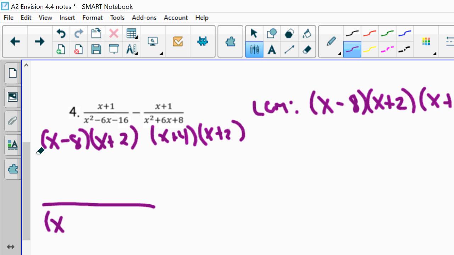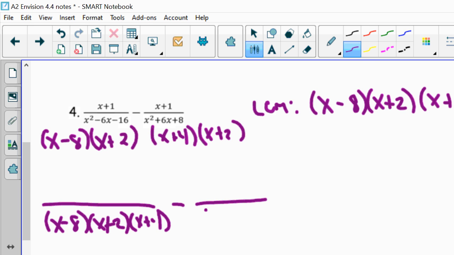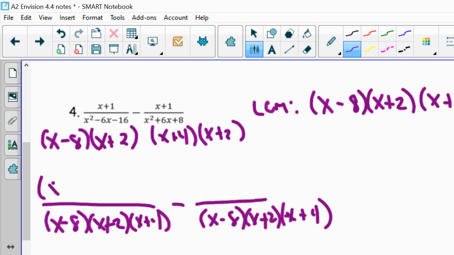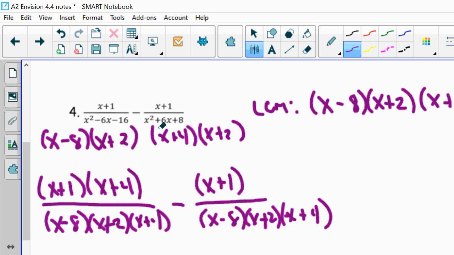So x minus 8, x plus 2, and x plus 4. And then minus, same thing over here, x minus 8, x plus 2, x plus 4. So then I look at the first one that started out with the x plus 1 on top, and I look at what the original denominator was missing. It was missing the x plus 4, so I multiply the top by x plus 4. This one had on top an x plus 1. What was the original denominator missing? It was missing the x minus 8, so I multiply by x minus 8.